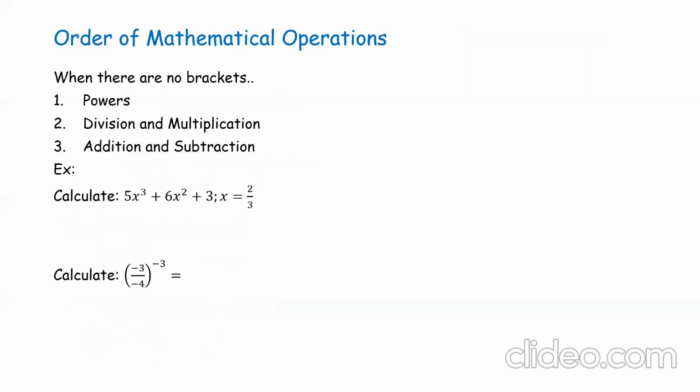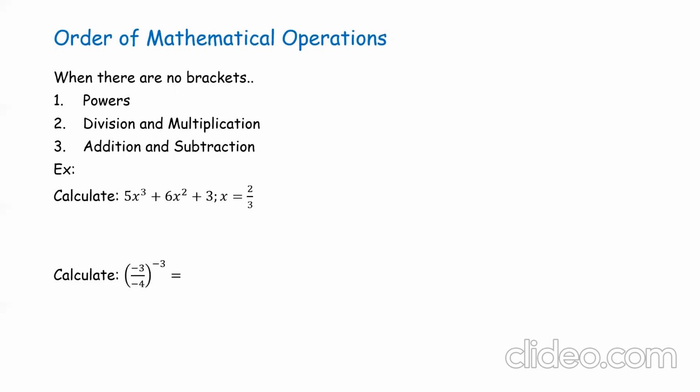So let's move now to talk about the order of mathematical operations when the integer powers of rational numbers exist. Sometimes we find brackets in the algebraic phrase. In this case, we perform the operations within the brackets first. But sometimes there are no brackets involved, so we have to follow the priority of operations. So we calculate the powers first, followed by the division and multiplication, and finally the addition and subtraction.